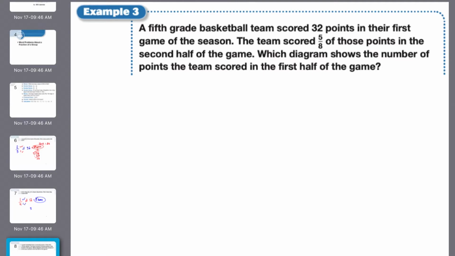A 5th grade basketball team scored 32 points in their first game of the season. The team scored 5/8 of those points in the second half of the game. Which diagram shows the number of points the team scored in the first half of the game?